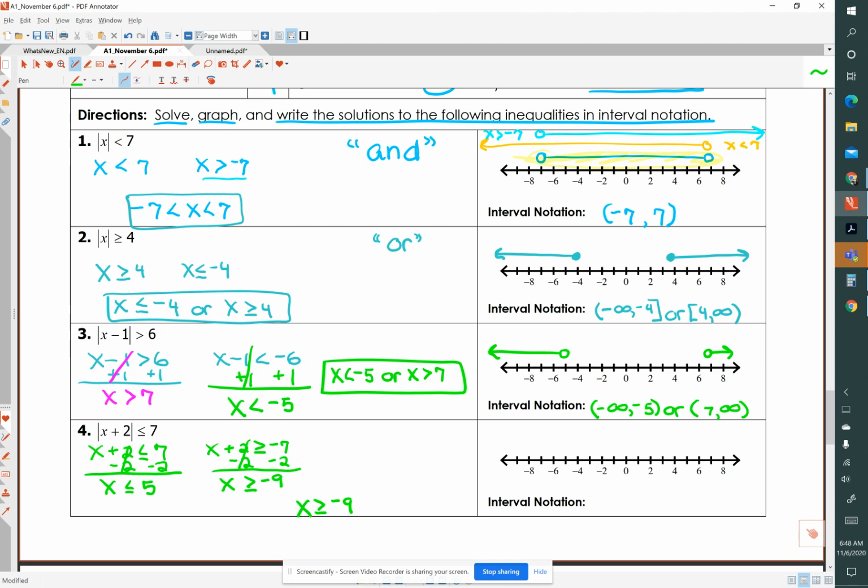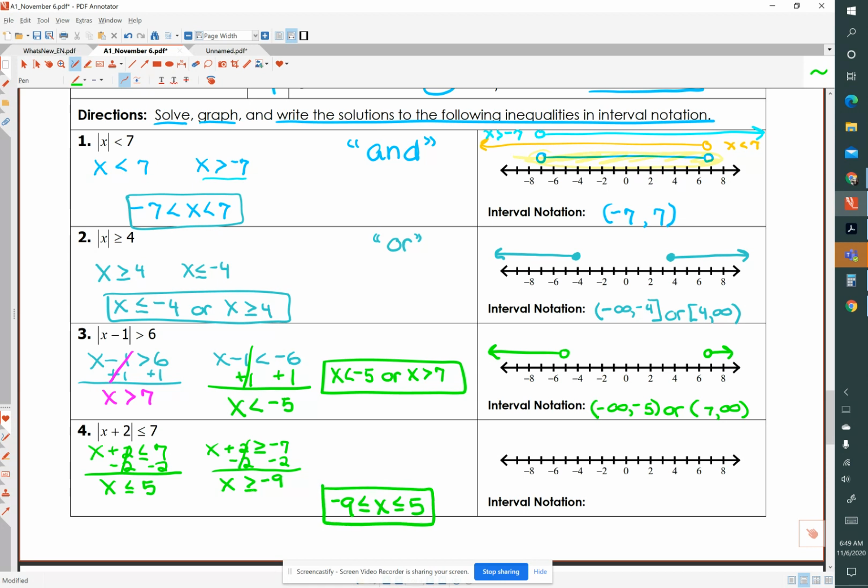Oh, sorry about that. We have an and. We've got an and inequality here, and I almost wrote it the wrong way. We start with the smaller number, -9 is less than or equal to x, and x is less than or equal to 5. This is our and type.